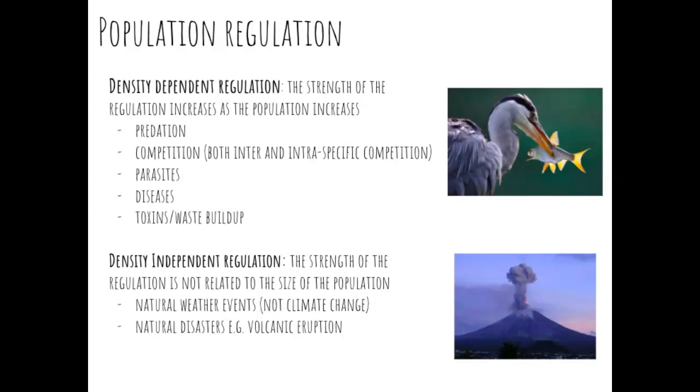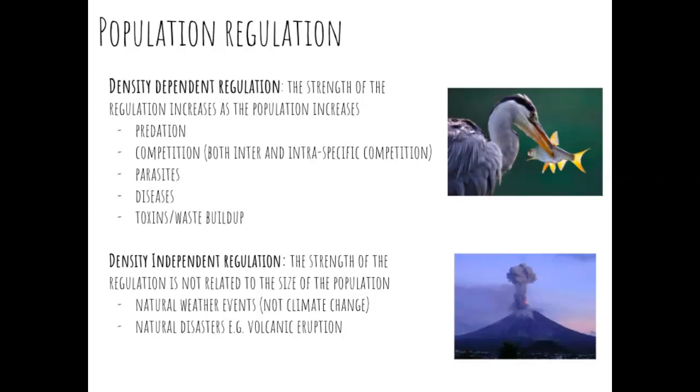Factors that are density independent are things that regulate population size, and it's not related to the size of the population. So this would be things like natural weather events, so weather events that are not caused by climate change. At this point, most weather events are impacted by climate change, so the number and size and strength of hurricanes is getting larger as the population size grows larger because of climate change and things like that.